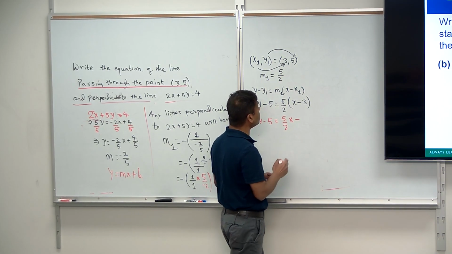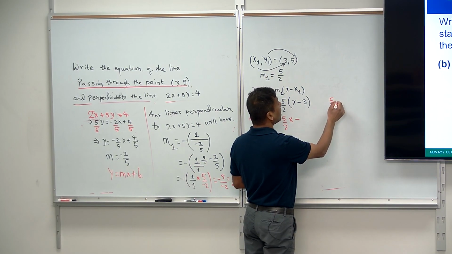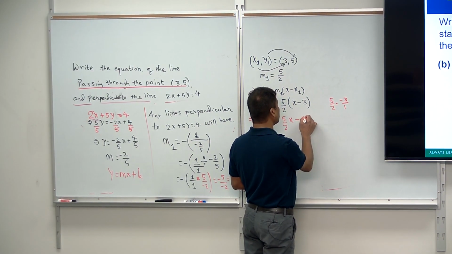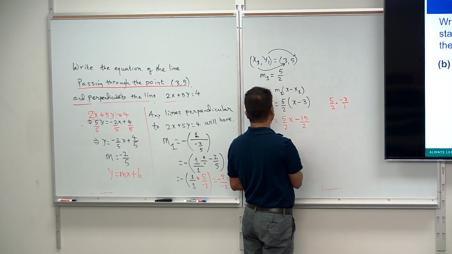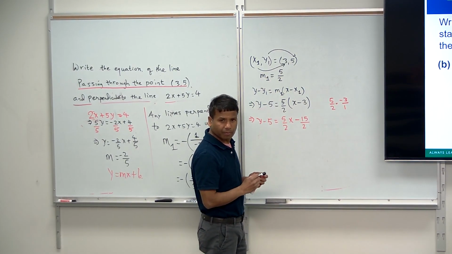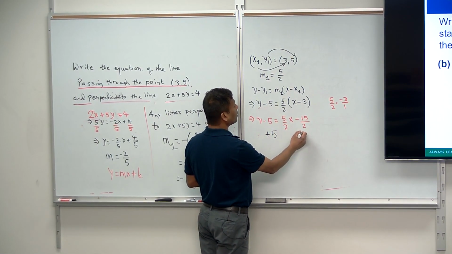What is 5/2 times negative 3? Negative 15/2. Yes, this negative 3 also has a 1 in here. 5 times negative 3, negative 15, over 2 times 1, 2. Make sense?